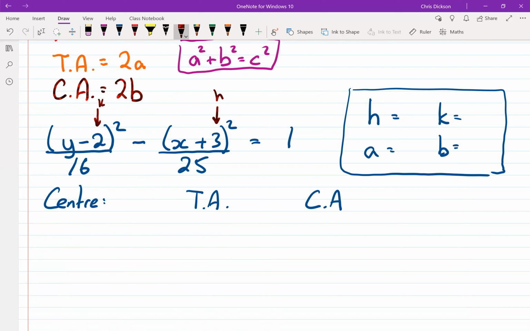Now, normally it's X minus H. So the H value must be -3. And the K value now must be +2. So now I know where my center is. My center must be -3 and 2.